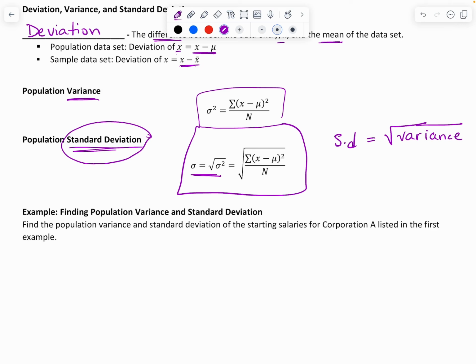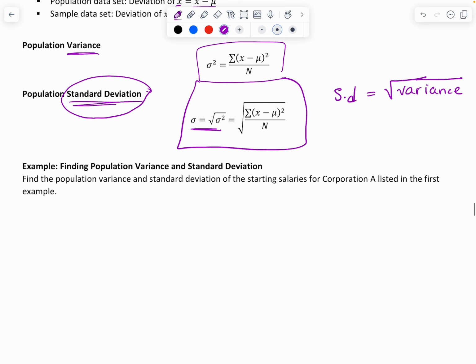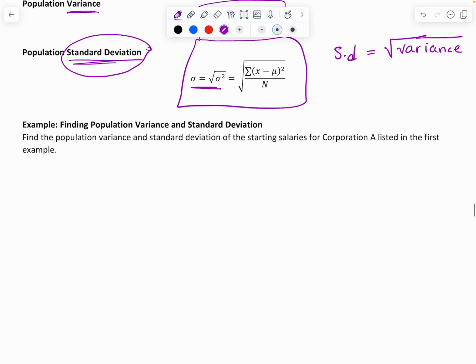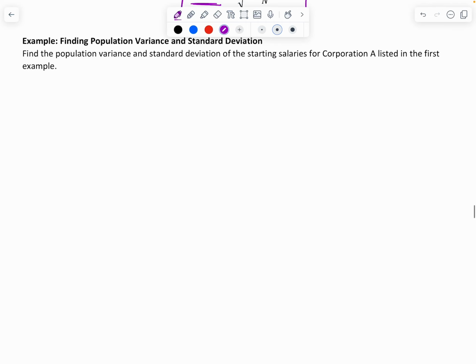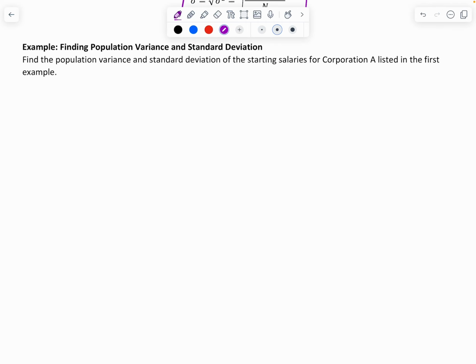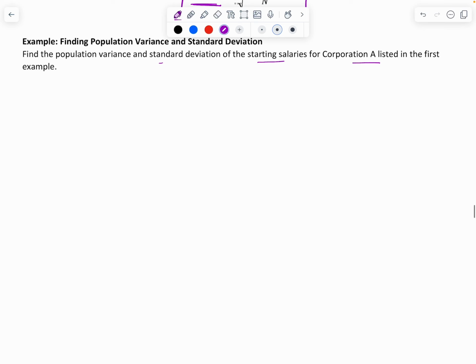All right. Lucky for us, we are going to be able to do a lot of this on our calculator. I'm going to show it to you by hand first a couple of times, then I'll show you how to use your calculator. All right. So, finding the population variance and standard deviation for the starting salaries of Corporation A that were listed in that first example. So we're going to start out with a chart.